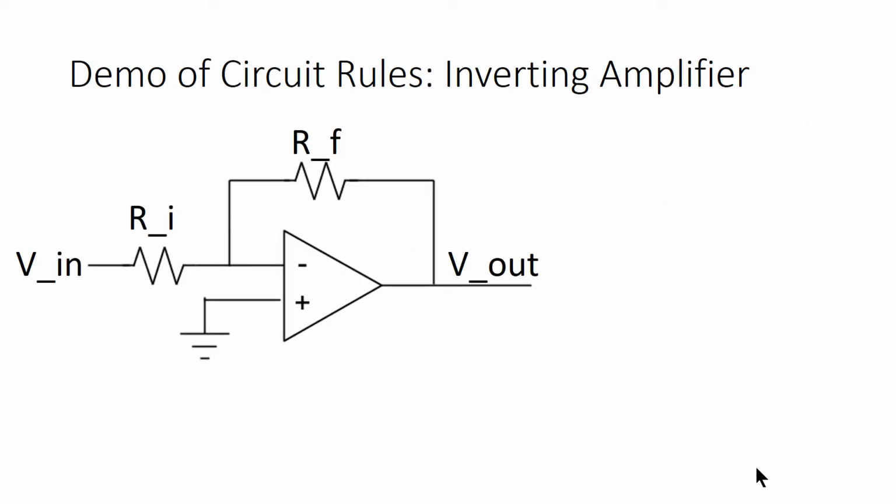So we're going to take a look at this circuit, which is called an inverting amplifier. It's not even clear how we'd use feedback rules for this circuit. Both V in and V out are hooked to V minus in some way. However, we can analyze this really effectively with circuit rules.